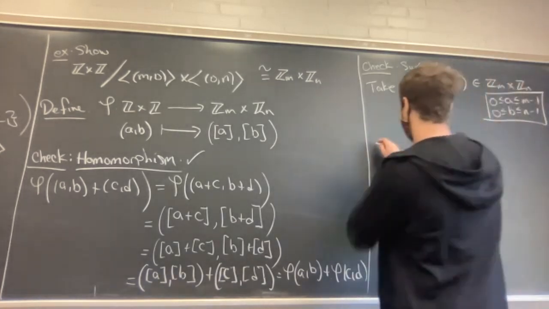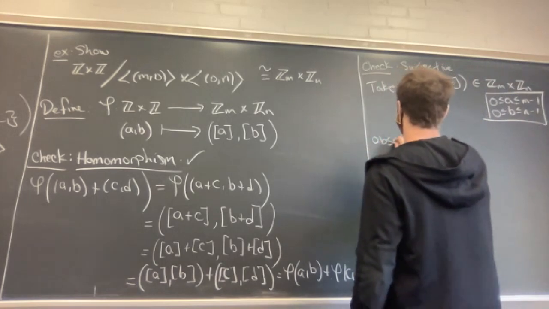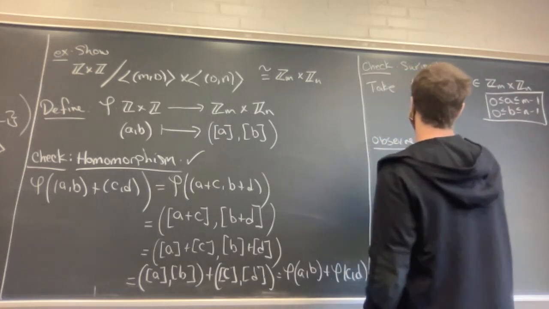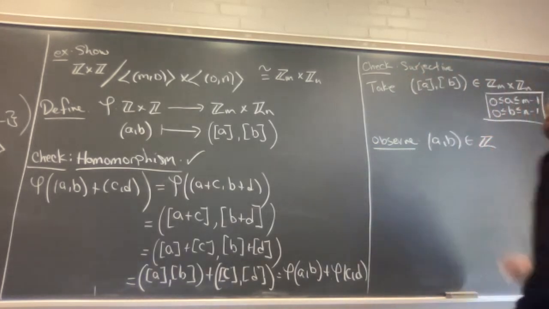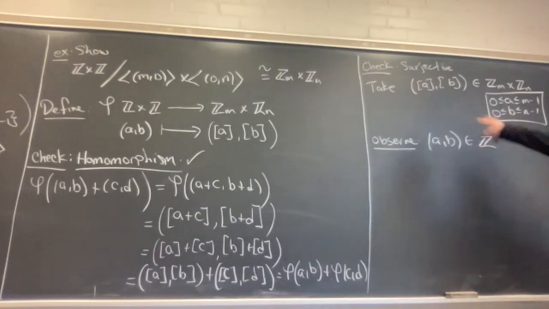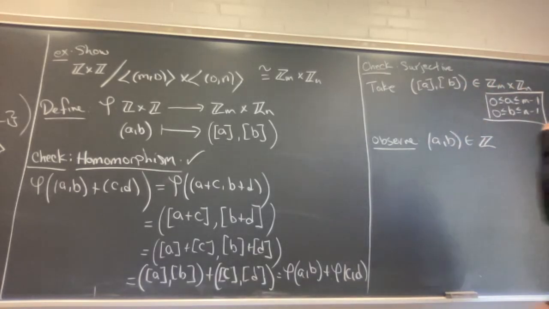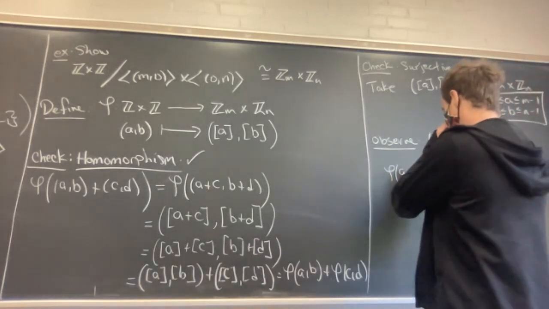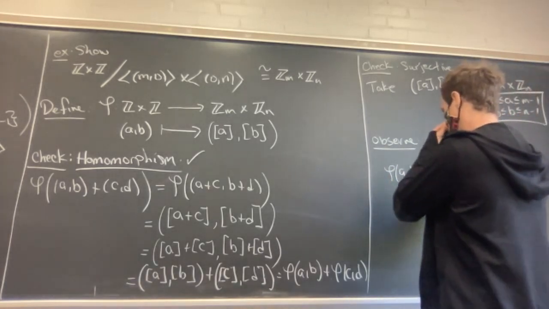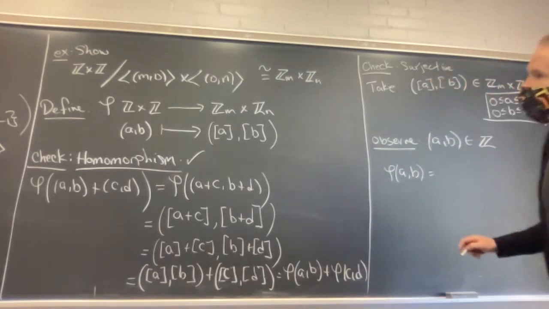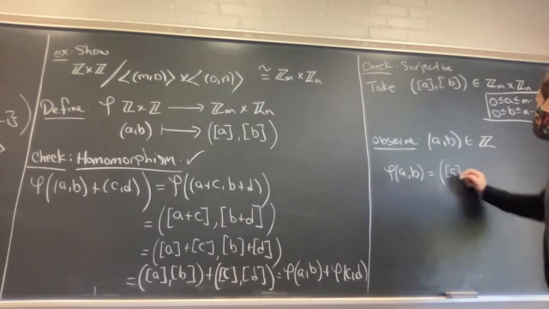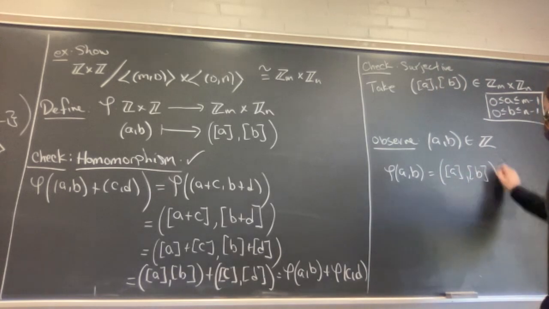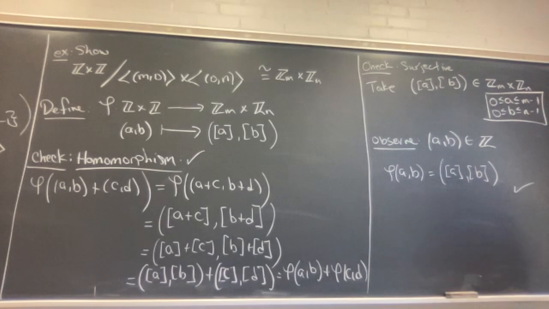So now just observe that (a, b) is just an integer pair. If those equivalence classes come from Zm and Zn, then (a, b) is in Z cross Z. And phi of (a, b) equals what we want it to equal: equivalence class [a], equivalence class [b]. So it is surjective.